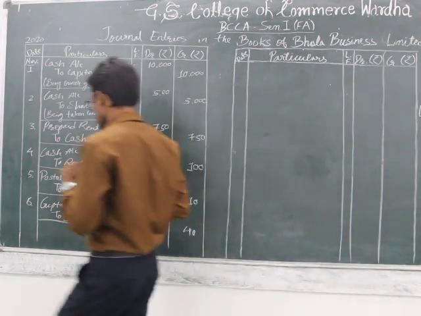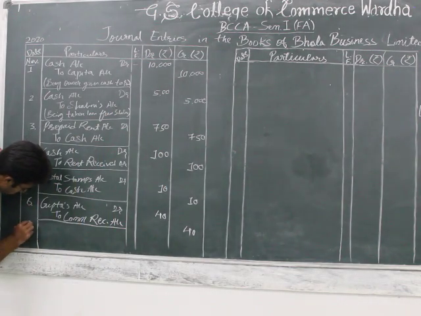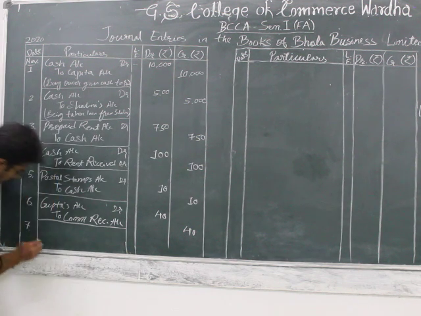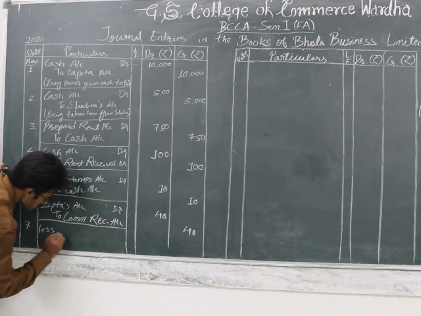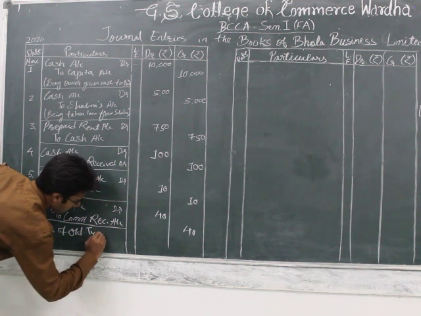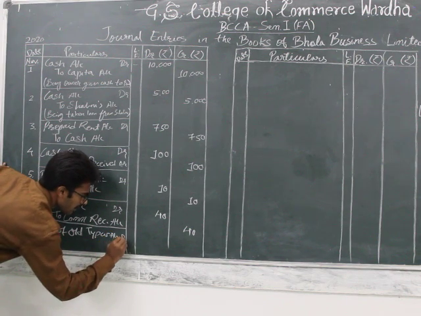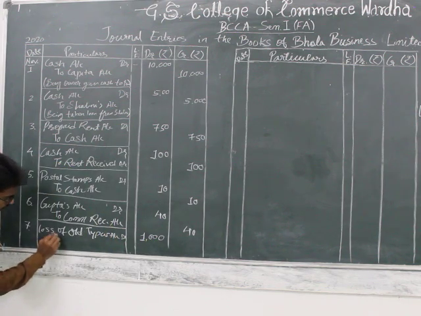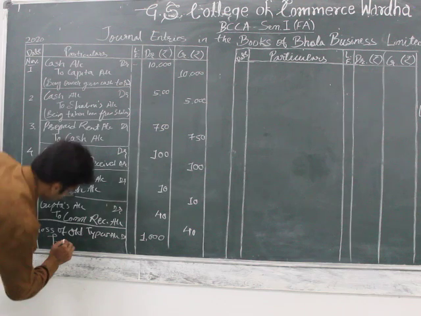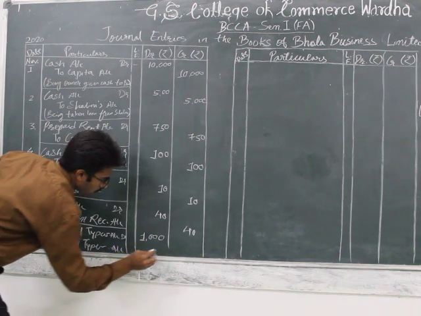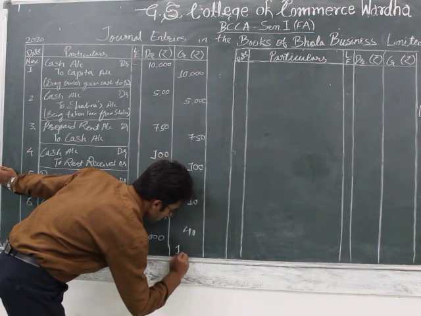This is one of the unique entries. You have to concentrate on this. You can get these types of entries in your assignment, your test, and your final exams. So the entry will be: loss of old typewriter account debit rupees 1000, to old typewriter account, which will be credited with rupees 1000.